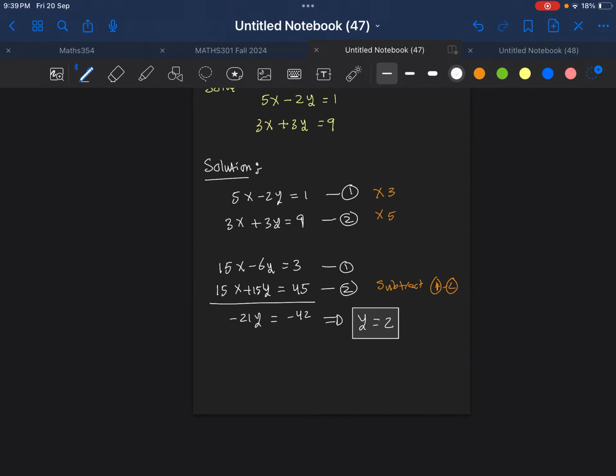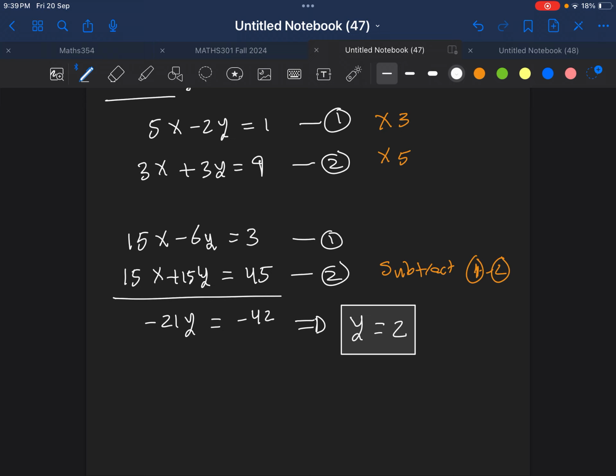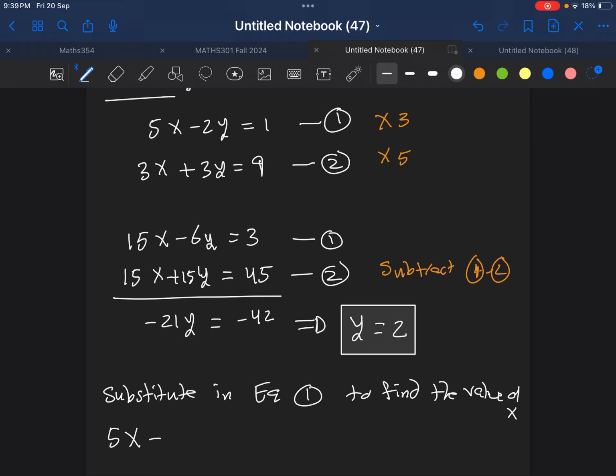Of course, now that we have y equal to 2, we can substitute in equation number 1 or 2 to find the value of x. So I will substitute in equation number 1 to find the value of x. Now if we do that, this means 5x minus 4, because 2 times 2 is 4, equal to 1. That means 5x equals 5, and that means x equals 1.